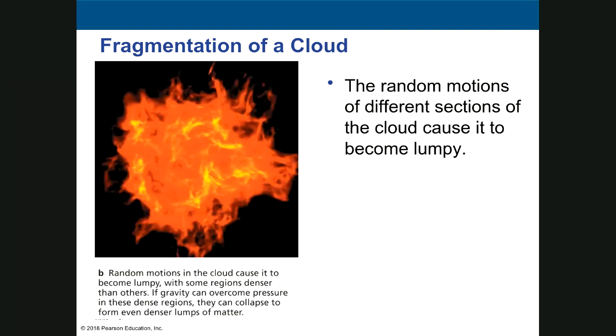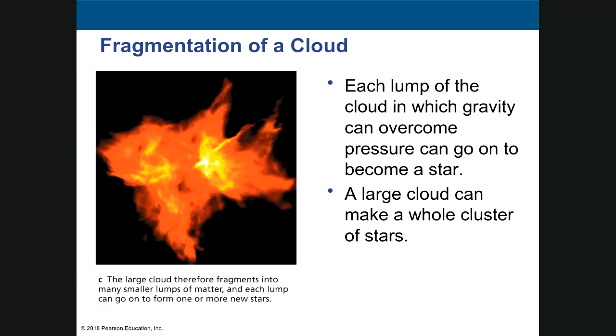Now, the random motions of different sections of the cloud cause it to become lumpy. So that nice shape we had in the last slide very quickly leads to some larger density areas and a lot of lower density areas, but it destroys that symmetry very quickly. Now, each lump in the cloud in which gravity can overcome pressure can become a star. And a large cloud can make a whole cluster of stars. So like puppies, stars are born in litters.